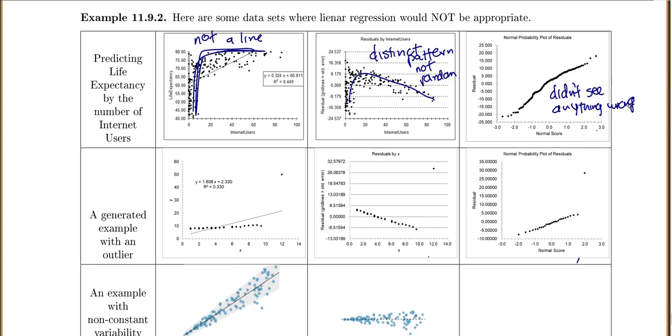Okay. So it's important to look at all of your plots and not just one, because sometimes it's easier to see something that's wrong in one plot than the other. Because this one, I mean, this is kind of a curve, but I wouldn't have looked at that and thought there was anything wrong.